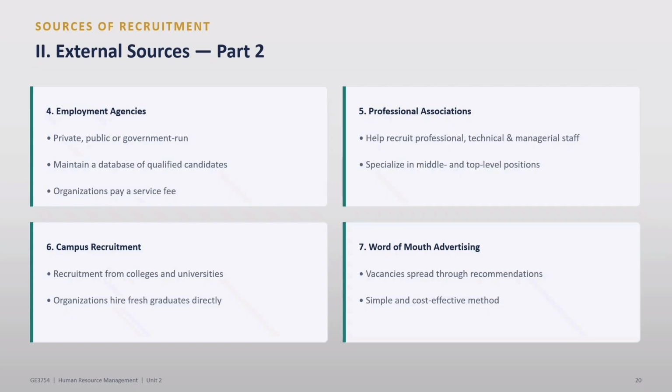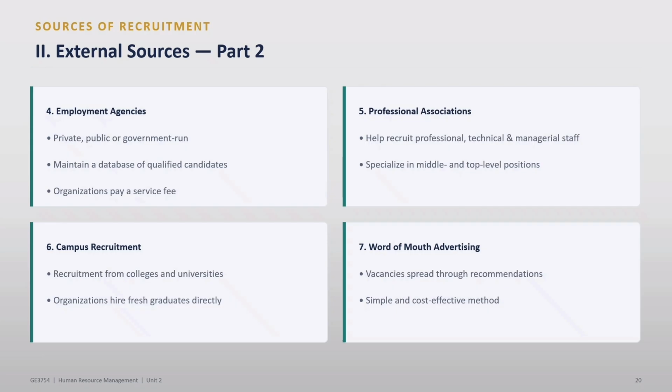The employment agency may be a private, public, or government organization. They maintain databases of qualified candidates and help the organization identify suitable people for an available position. The next source is professional associations. A professional association can help organizations recruit professional, technical, and managerial employees. They are particularly useful when organizations are looking for specialized candidates for a middle-level or top-level position.